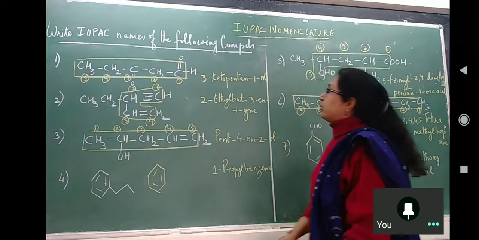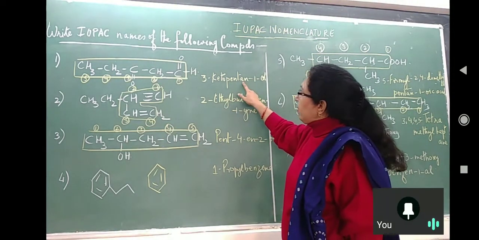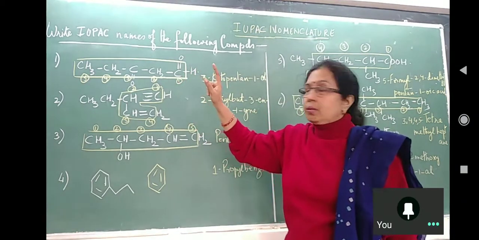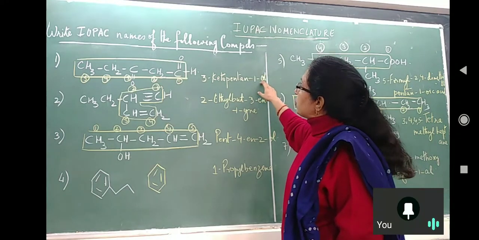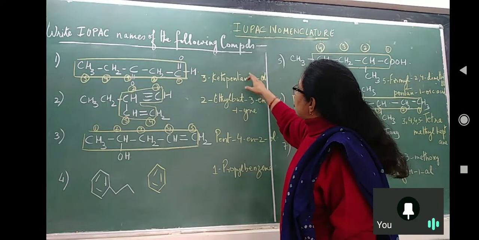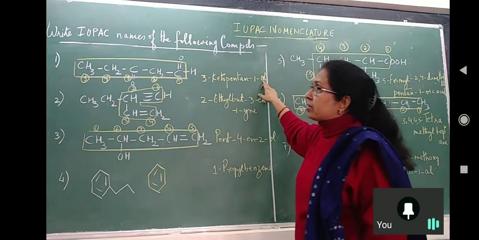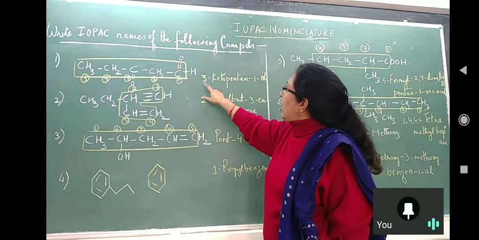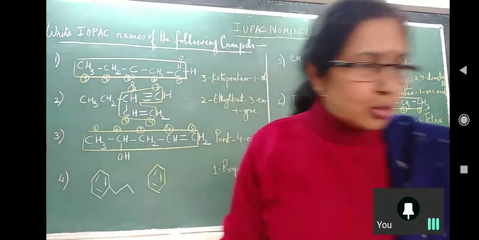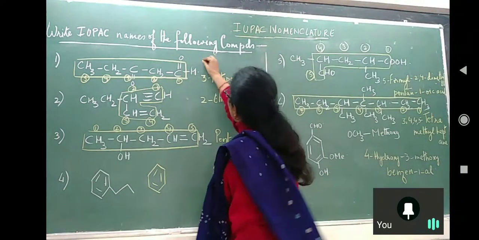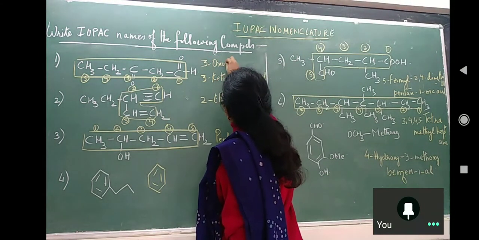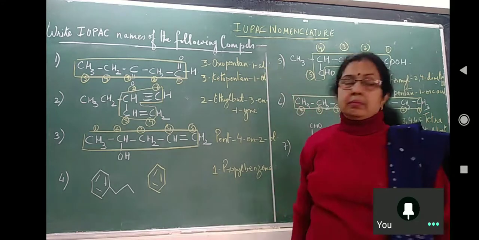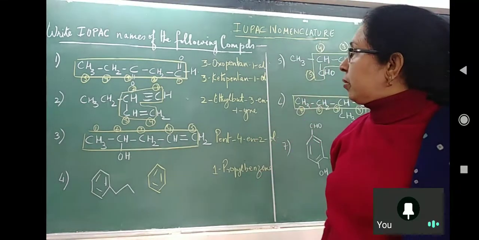So I have numbered this. The root word is pentane and the ending will be al. The suffix used for aldehyde is al, so we drop E because A is a vowel, and here we are adding a prefix. Now I have written 3 keto. It can also be written as 3 oxo, 3 oxo pentan 1 al.